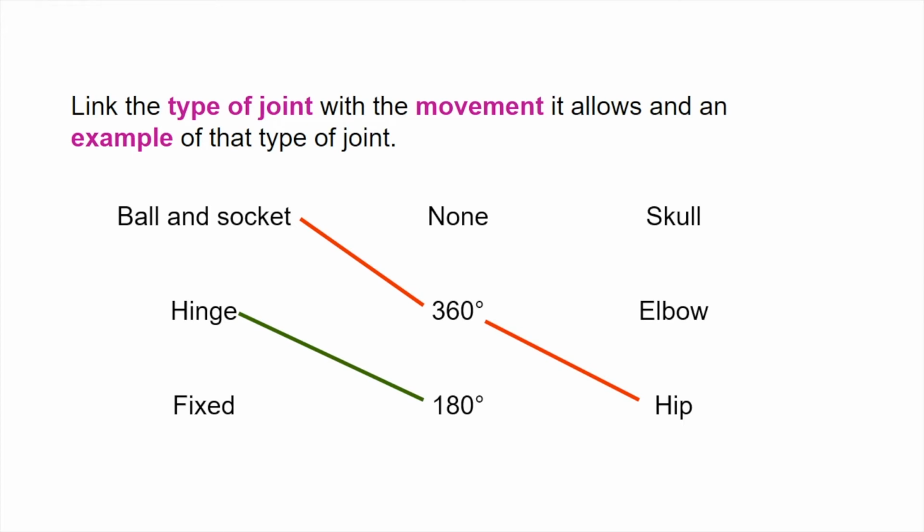Hinge is 180 degrees. So you find a hinge joint in the arm. Another place you will find it would be in your knee. And then fixed joints have no movement at all. And an example of that is in the skull.